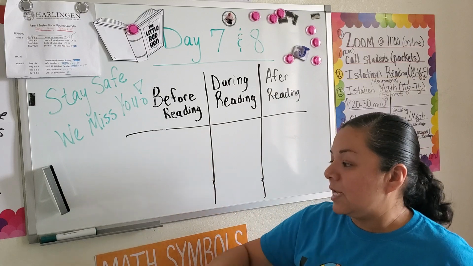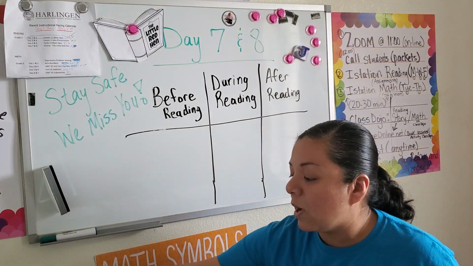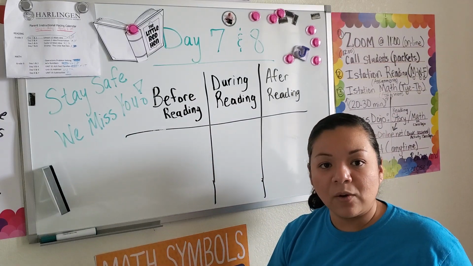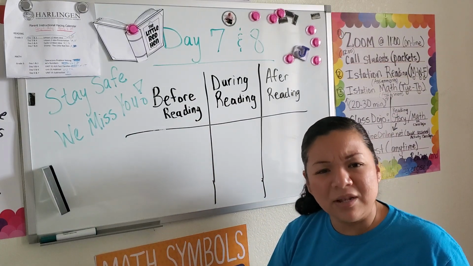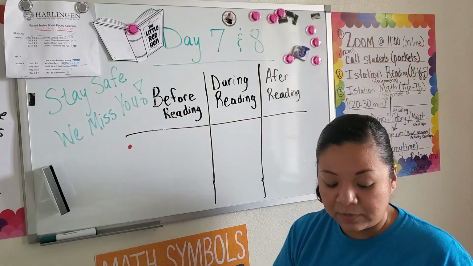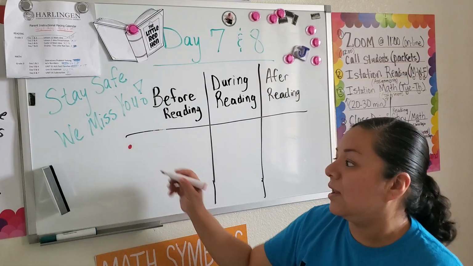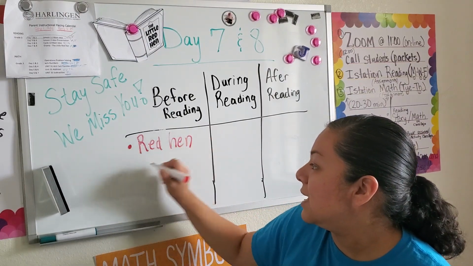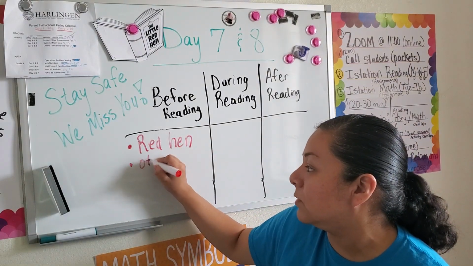So before we read, let's go ahead and make a prediction about what we think the story is going to be about, or what you already know. So for me, I already know that the story contains, and I'm looking at the title, The Little Red Hen. So it might contain a red hen, right? It might have other animals in the story.